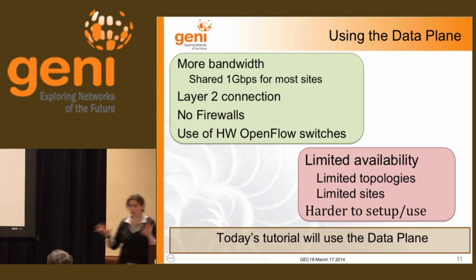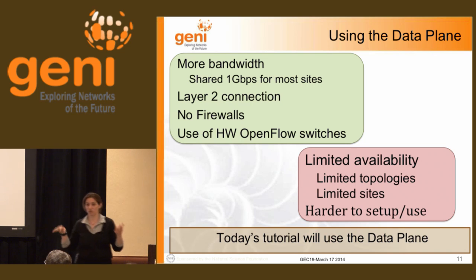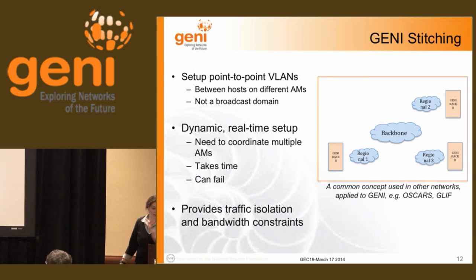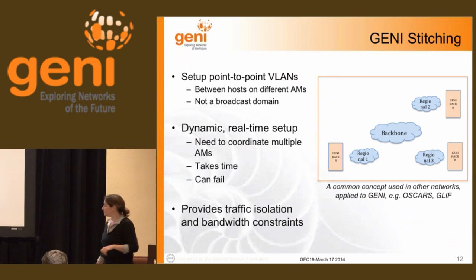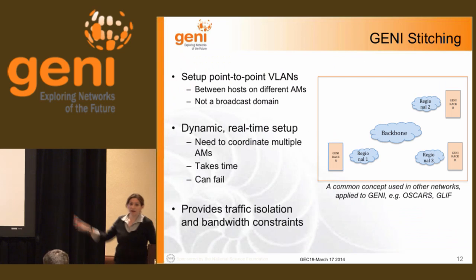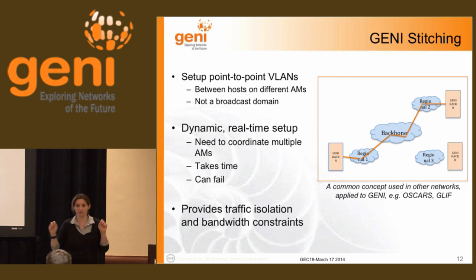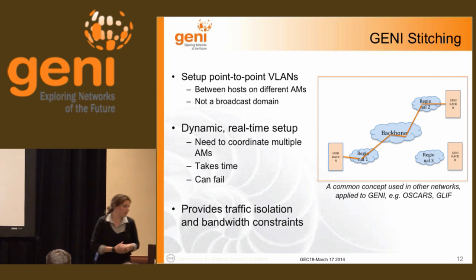So in today's tutorial, we're going to use the data plane, and we're going to use the GENI stitching option. So what is GENI stitching? Basically, GENI stitching is a way to set up point-to-point VLANs across the GENI network. Let's say you want to connect one GENI rack with another. What GENI stitching does is figure out exactly which networks it has to transit in order to create this data plane connection between your racks. And it goes and creates these links, what we call different stitches, so that you get end-to-end connectivity in the end.